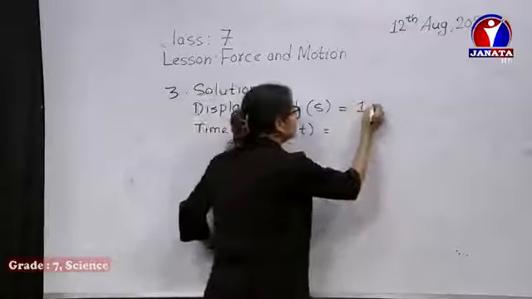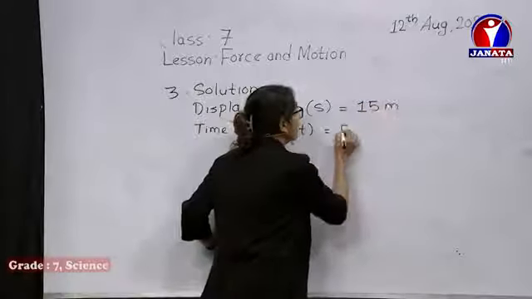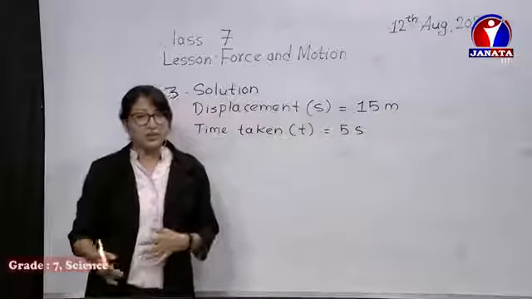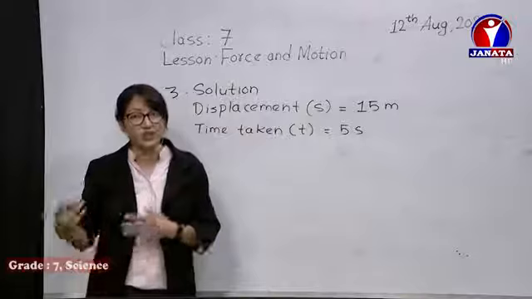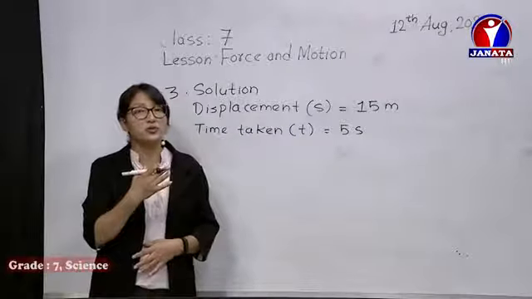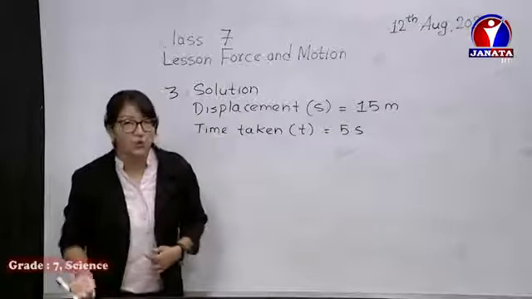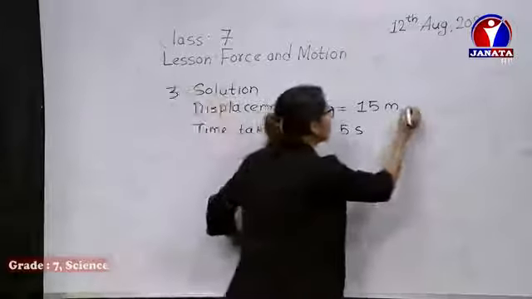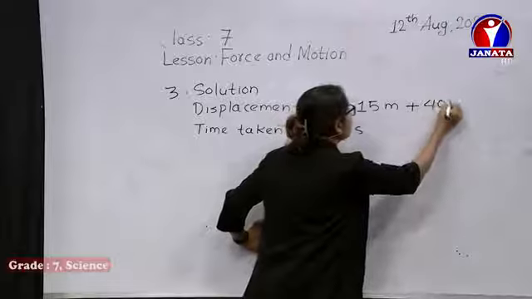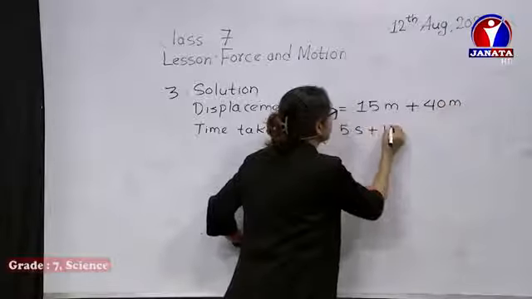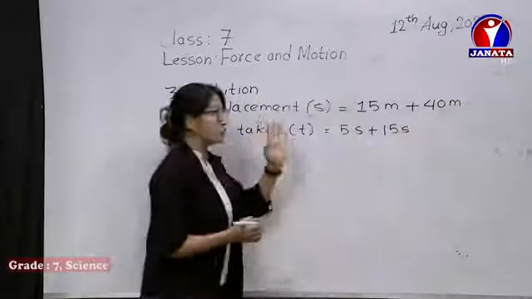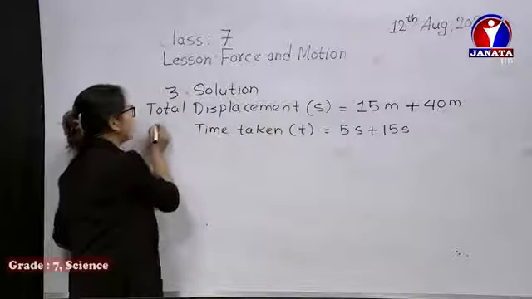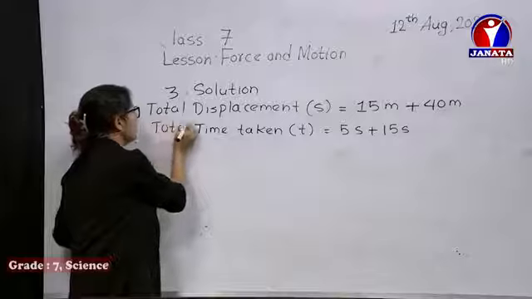15 meter in 5 seconds. And again it covers 40 meter in another 15 seconds. It's continuously moving. So we have to add 40 meter in another 15 seconds. So this becomes our total displacement and total time taken.